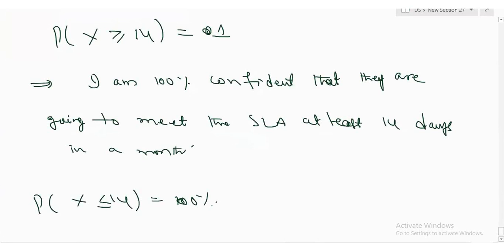What is the meaning of this? What is the meaning of the 0% case? You're saying they do only maximum up to maximum. They meet the SLA. They meet the SLA for only 14 days at the maximum. But they are meeting more, no? You guys are understanding? They are meeting more now. What is the meaning of this? Let's make it 13.